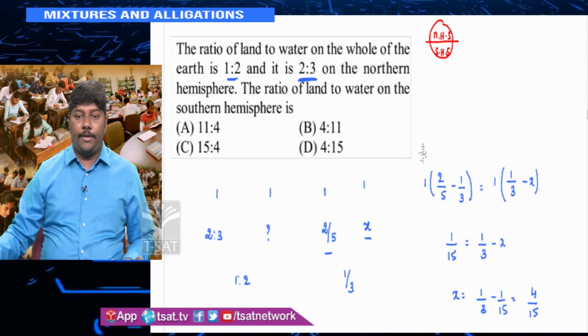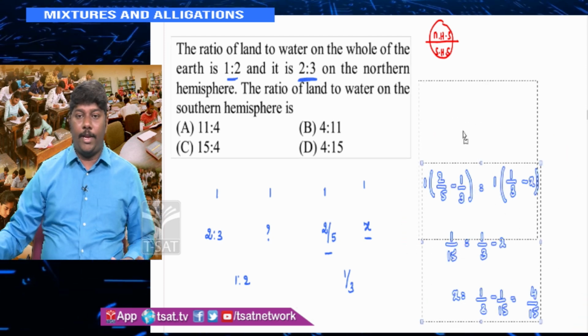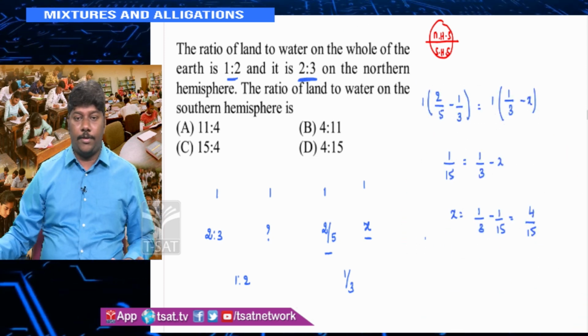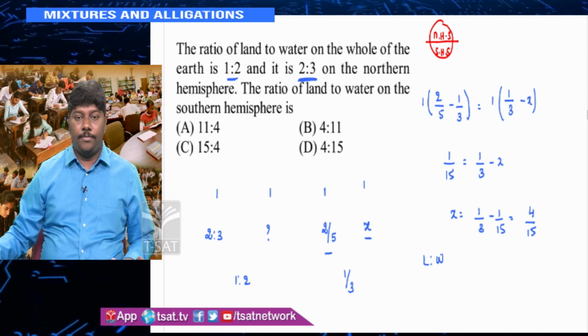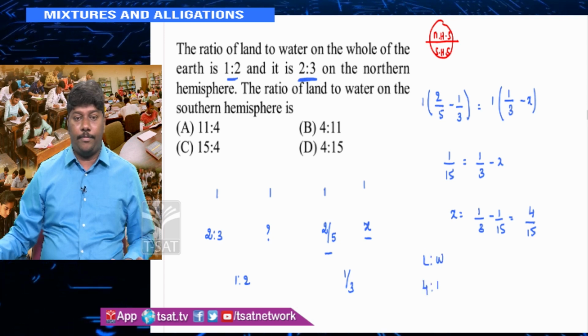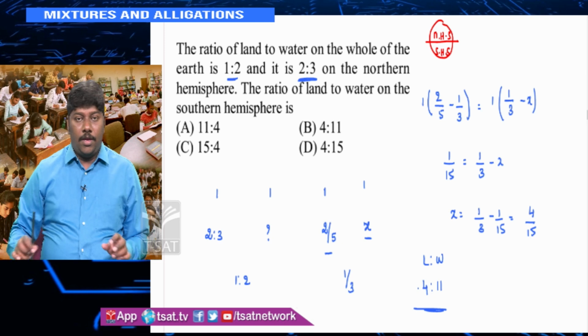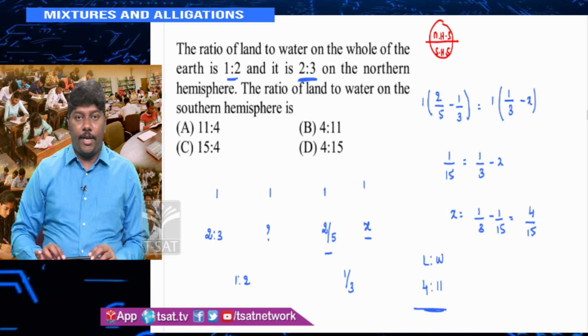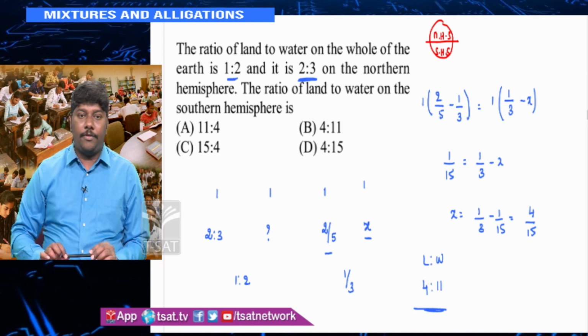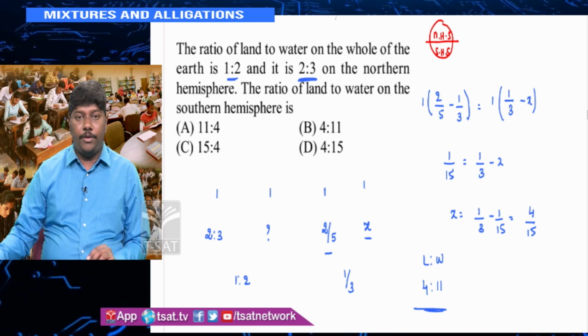So I would clearly say, if land is 4 out of 15, then what is water? Land to water is 4 out of 11. Here I am finding A2. Another way of finding A2 is by using values.